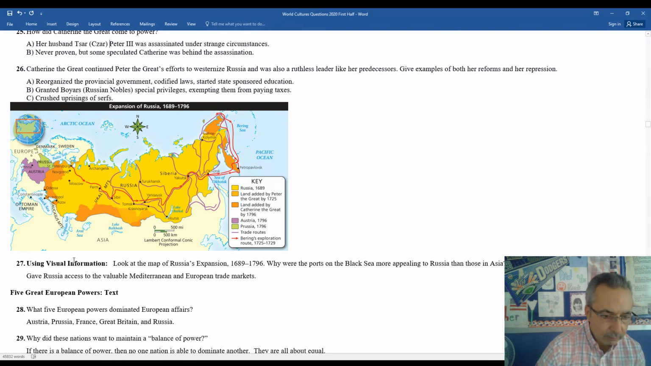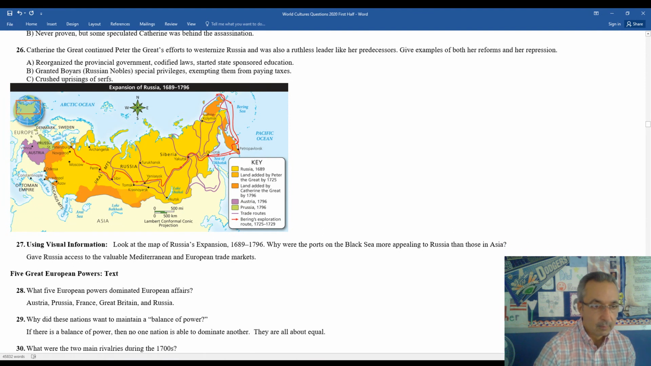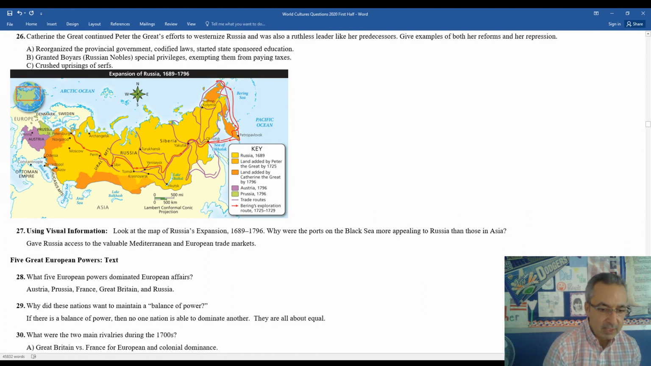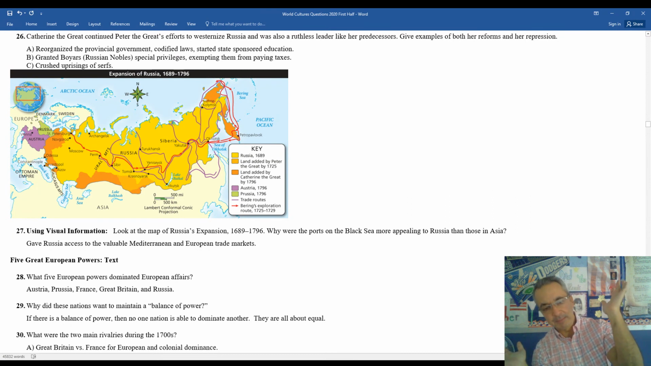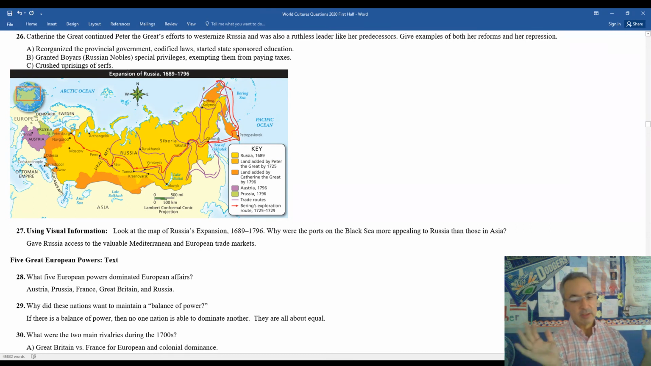Okay, moving on to 28. What 5 European powers dominated European affairs? Austria, Prussia, France, Great Britain, and Russia. Why do these nations want to maintain a balance of power? A balance of power means that everything is pretty much equal. If one nation has too much power and the scale gets tipped and the balance of power is out of whack, then obviously that powerful country could begin to dominate in a particular region. If everybody's about equal, you're going to be a little more cautious about invading a neighbor. So at this point in time, those Fab Five were about equal.